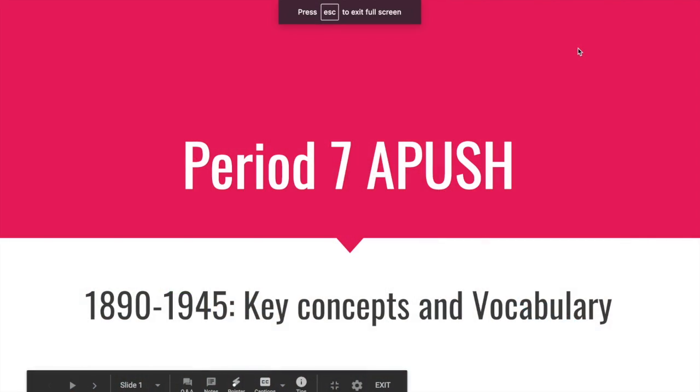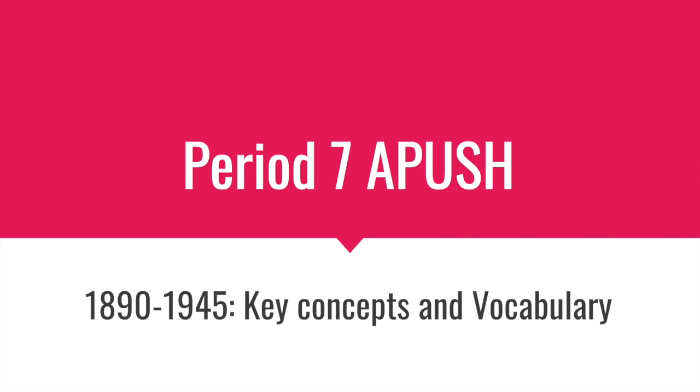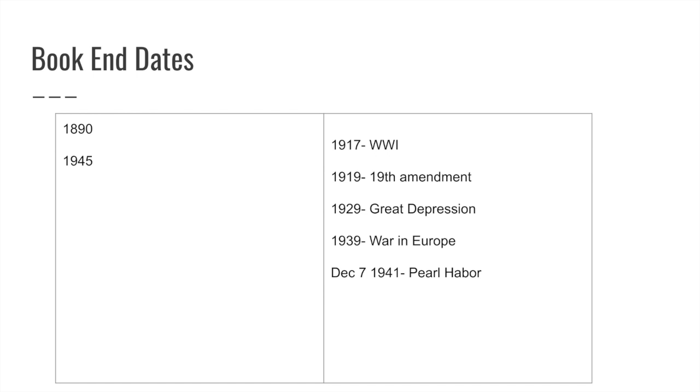Okay, Period 7 is 1890 to 1945, so let's get to it. Major dates: 1890 would be the start of the Spanish-American War. 1945 is the end of World War II. They choose these book dates because this shows America finally getting involved in overseas affairs.